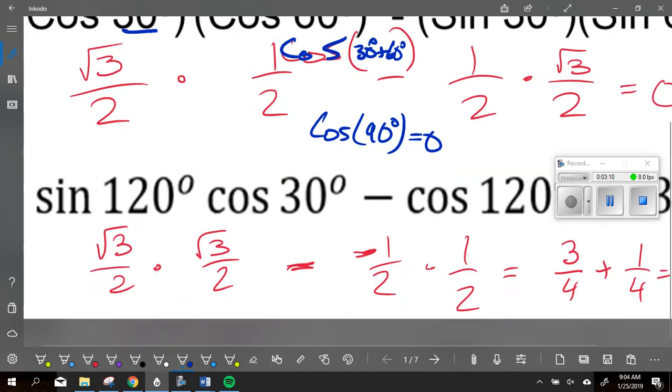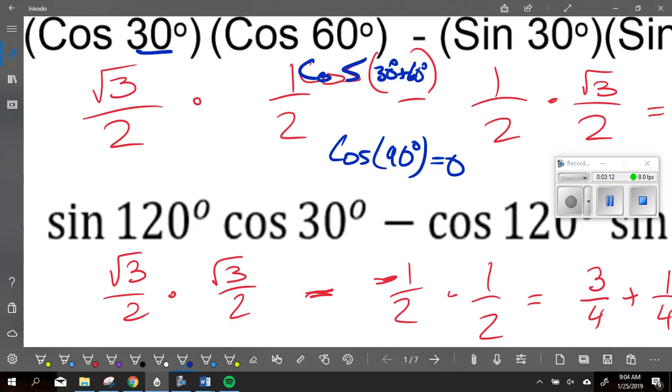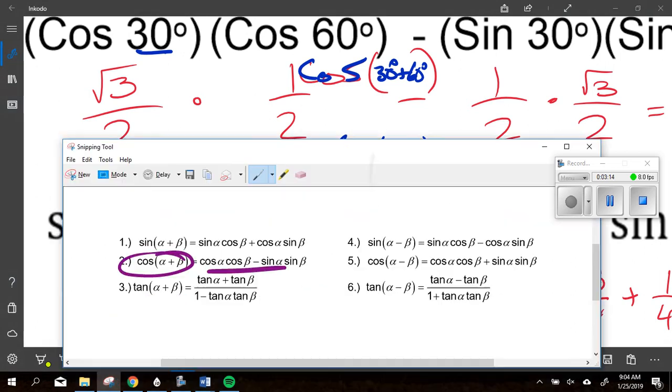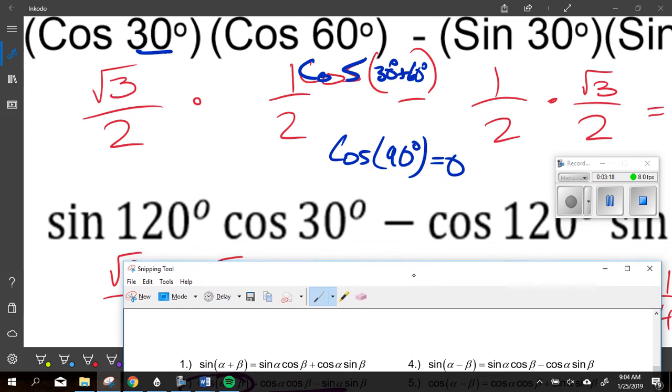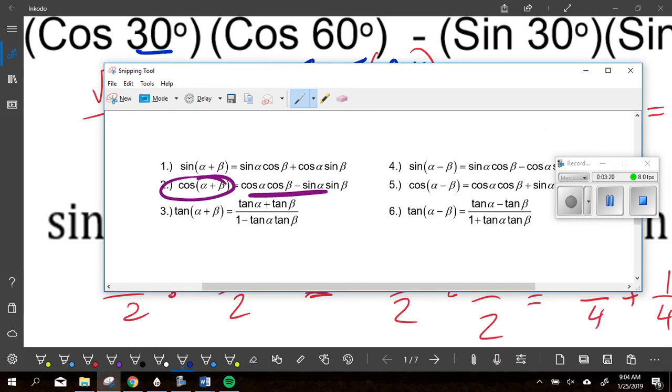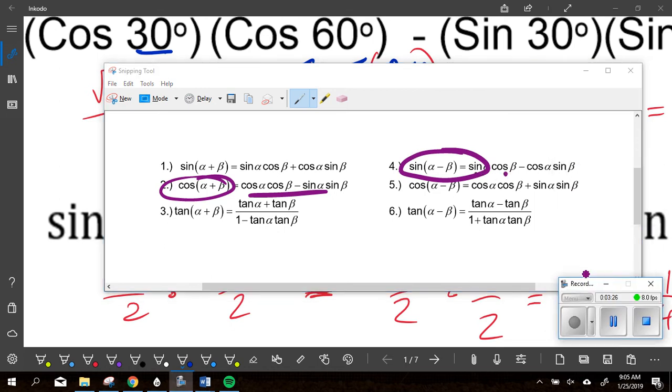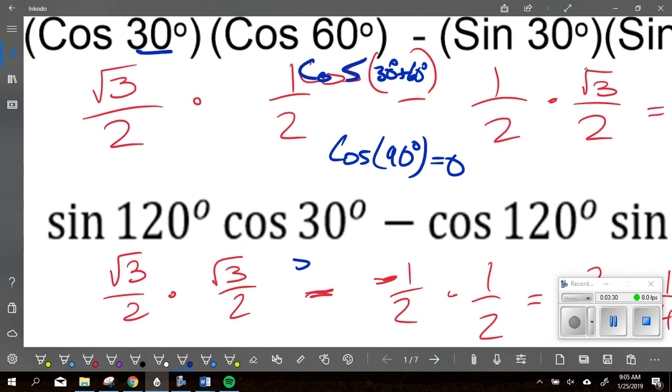Sine of 120, cosine of 30. Let's look at our sum and difference identities, see which ones it matches with. Oops. You get the idea. Sine, cosine minus cosine, sine. Which number up here does it match with? 4. Number 4, it says sine of alpha minus beta. Sine, cosine minus cosine, sine. Okay? So this is the same as sine alpha minus beta.